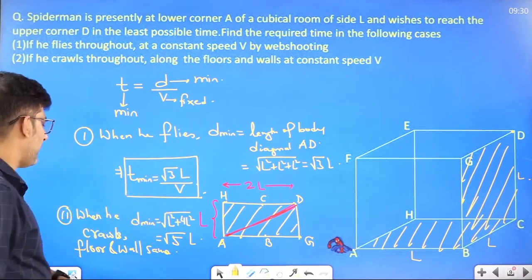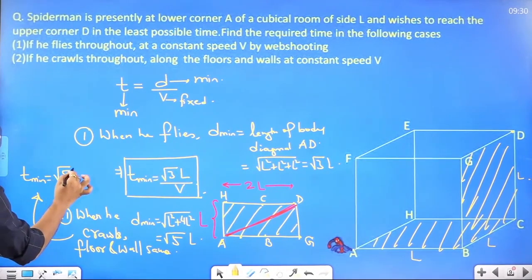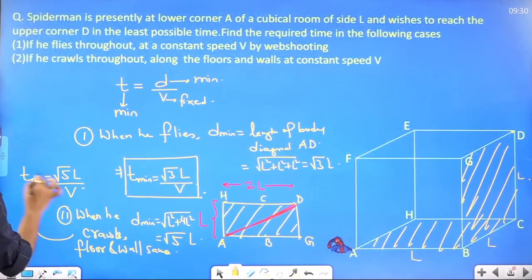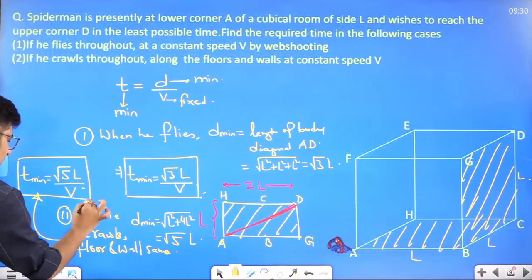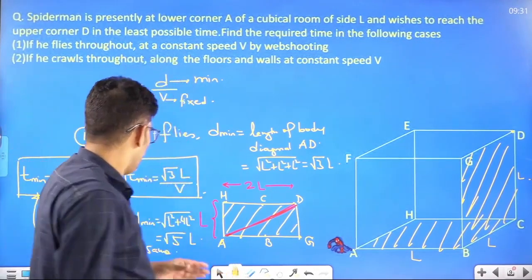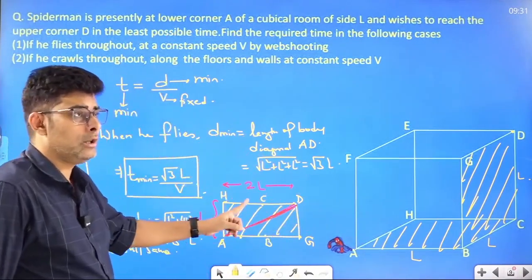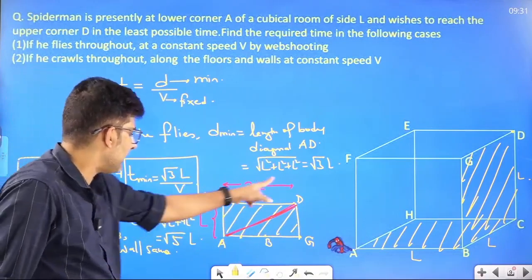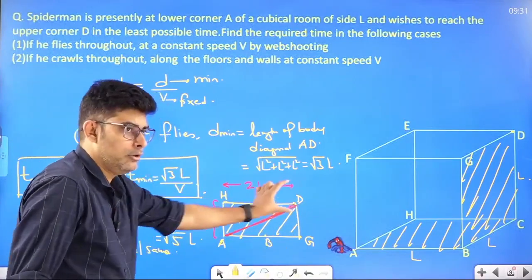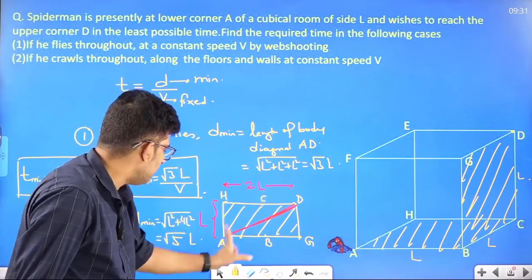So if it is root 5L, what is the time taken in this case? Minimum time taken is root 5L divided by V. So second case answer will be root 5L by V. Yes. So when you are moving the same along wall and floor, you can take it as single. So it becomes a rectangle sort of HCD ABG.